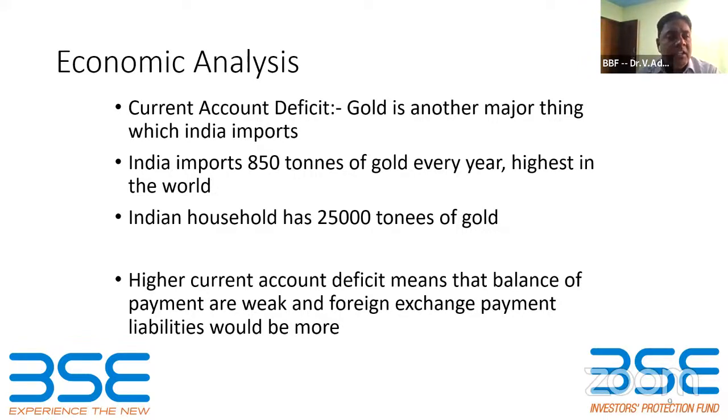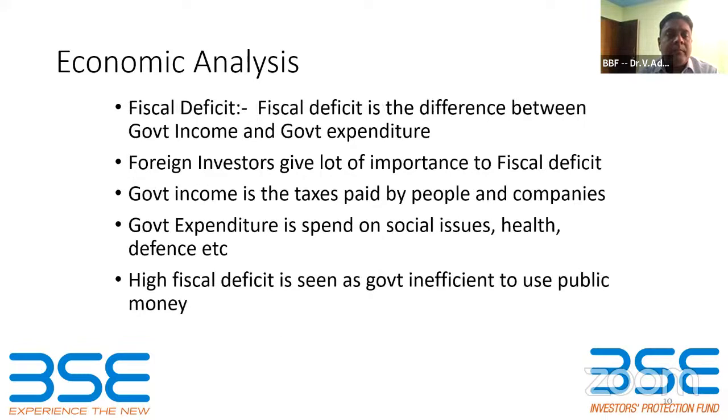So obviously, friends, gold also plays a very important and major role when it comes to the current account deficit concept. So this is again something which basically creates a problem. Then if we talk of fiscal deficit, fiscal deficit is the difference between government's income and government's expenditure. Remember, friends, government's income and expenditure is a very vital indicator because it gives you a clear-cut idea of how things are going on.